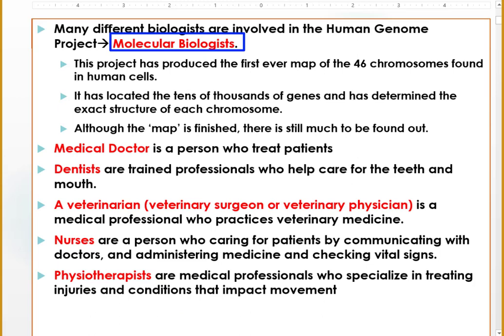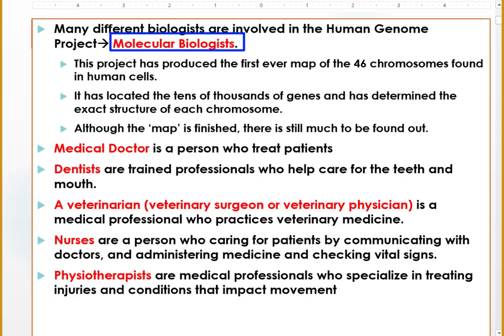Many different biologists are involved in the human genome project, whom we call molecular biologists. These molecular biologists have produced the first ever map of the 46 chromosomes found in human cells. They have located tens of thousands of genes and have determined the exact structure of each chromosome and where each gene is found on a chromosome.